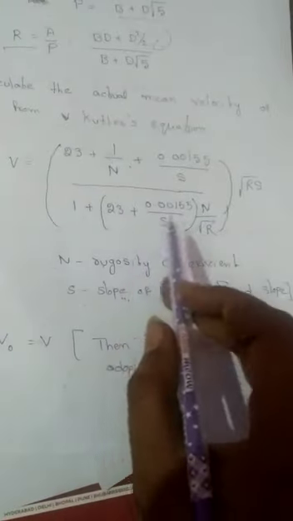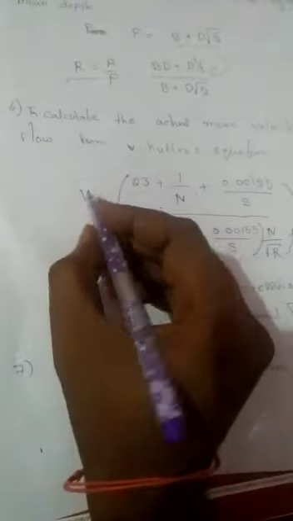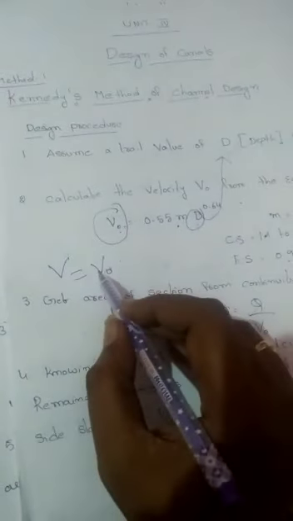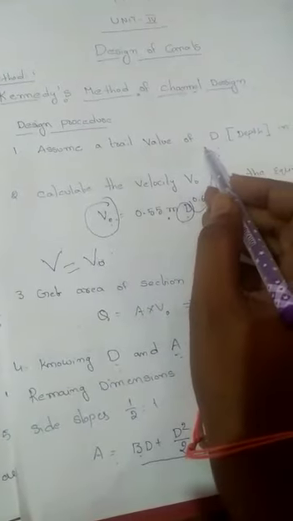Substituting all the values, we are able to find the velocity, and finally this velocity should be equal to the velocity we already calculated as V0. Then only this method will be correct. Otherwise we have to change the value of D and repeat these steps. Why? When the velocity from Kutter's equation is equal to the velocity from Kennedy's equation, these two become equal, and then only our depth value will be correct. So this is a trial and error method. I hope all of you understood.